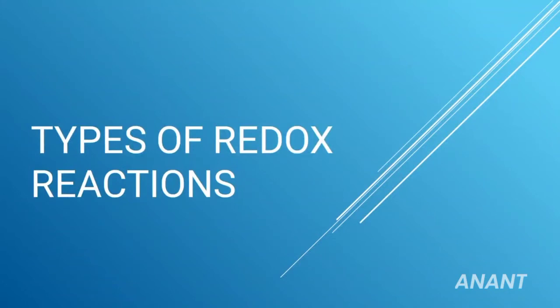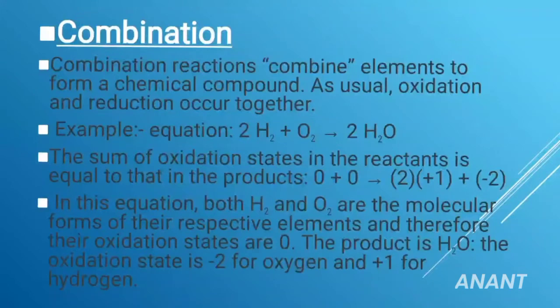My art integrated learning in chemistry topic is types of redox reactions. Combination reactions combine elements to form a chemical compound. As usual, oxidation and reduction occur together. An example is the formation of water. The equation is 2H2 + O2 gives 2H2O.